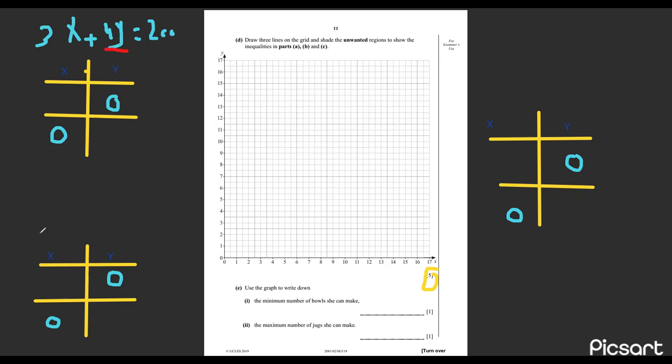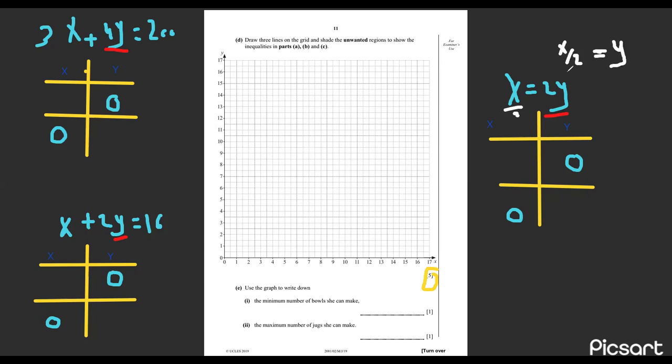Second was x plus 2y equal to 16. And the last one was x equal to 2y. Okay, so let's solve this. As we said, we're going to make y the subject for every equation. So the new equation here, dividing by 2, will be x over 2 equal to y.